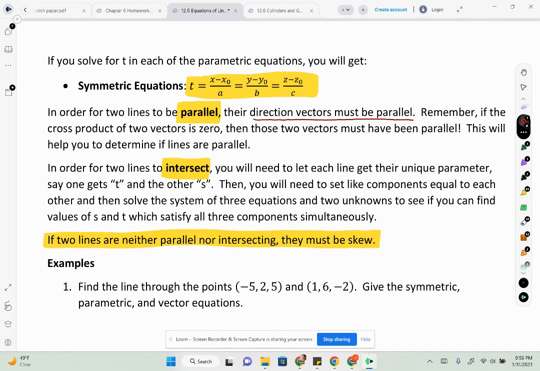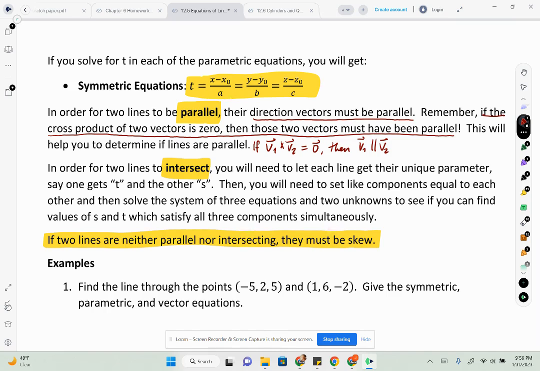lines are parallel. And so what we have to remember is that if the cross product of two vectors is 0, then those two vectors must have been parallel. Okay? So basically we're saying if V1 cross V2 is equal to the 0 vector, then V1 is parallel to V2. Okay? Now, if the cross product is not 0, we don't know anything. All we know is they're not parallel. Okay?